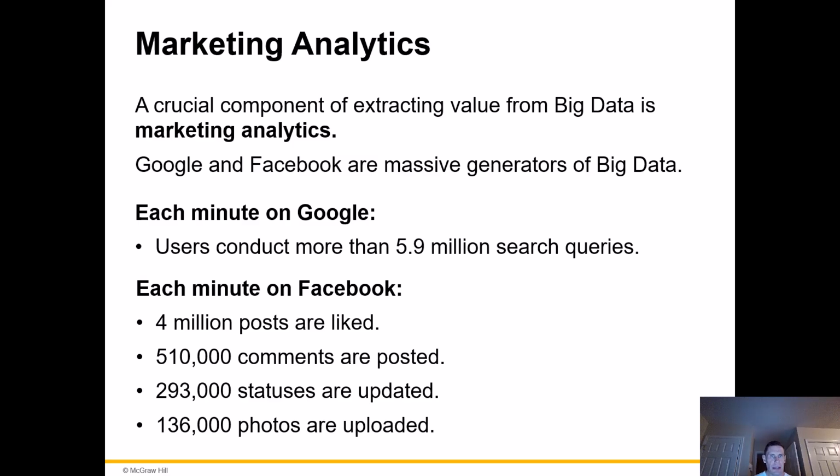Now, in the context of marketing analytics, a crucial component of extracting value from big data is marketing analytics. Google and Facebook, as I'm sure we're all aware, are huge generators of big data. Just as a crazy statistic, each minute on Google, users conduct more than 5.9 million search queries, and each minute on Facebook, 4 million posts are liked, 510,000 comments are posted, 293,000 statuses are updated, and 136,000 photos are uploaded.